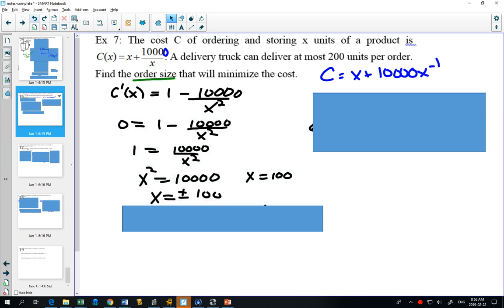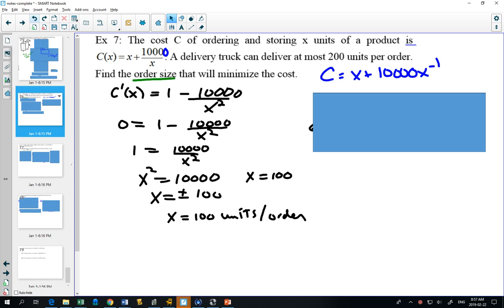Setting that equation equal to 0 and solving, again, is not overly complicated. You get plus or minus 100. You need to show algebraically that there's a plus or minus 100 and that the only one that makes sense, again, in the context of this question, is the positive 100. So 100 units per order minimizes the cost.